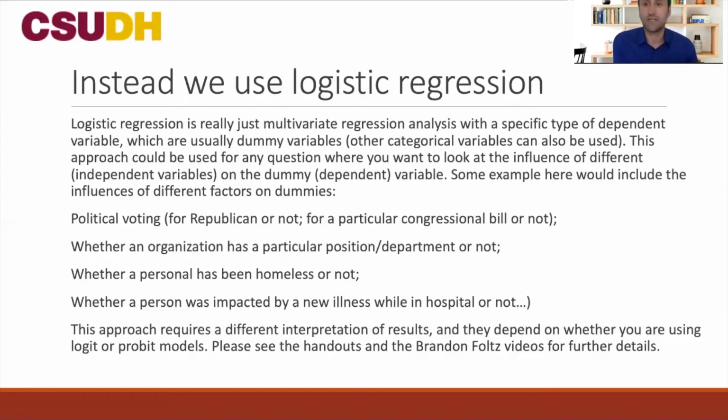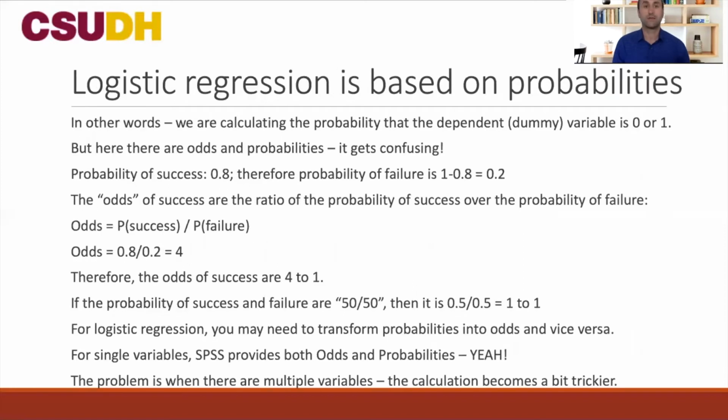So as we've established, this approach requires a different interpretation of results, and they depend on whether you're using Logit or Probit models. So please see the handouts, and there's really good videos by Brandon Foltz that go into logistic regression in detail. So I'll cover it here in a bit of a surface level. So logistic regression is based on probabilities. In other words, we're calculating the probability that the dependent, i.e. dummy variable, is either 0, the not case, or 1, the yes case.